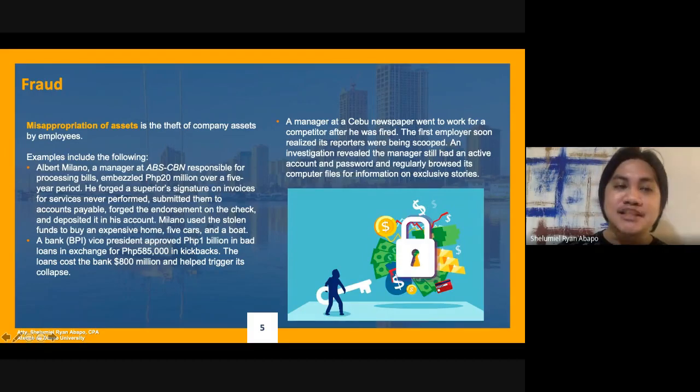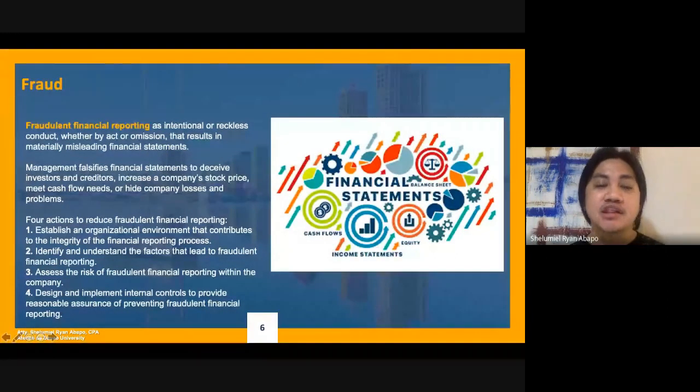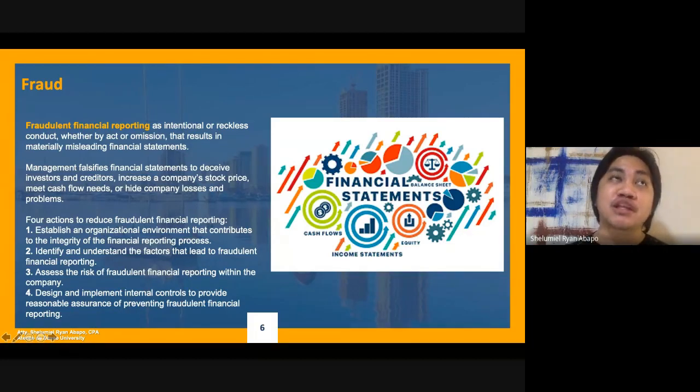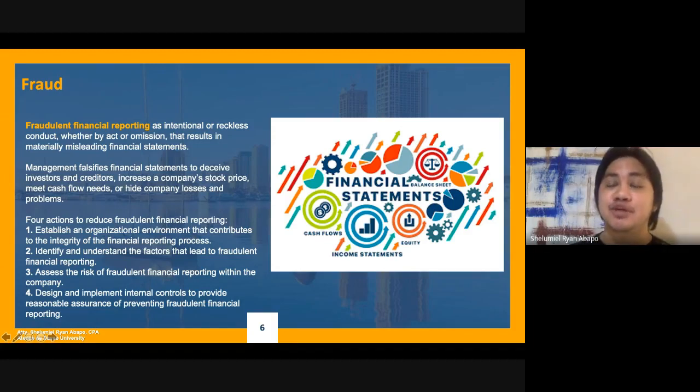All right? Now let's proceed to fraudulent financial reporting, which is an intentional or reckless conduct, whether by act or omission, that results in materially misleading financial statements. Take note, guys, that fraudulent financial reporting may not necessarily always be intentional. There could be reckless conduct as well, meaning inadvertence or negligence on the part of the accountant or the bookkeeper to actually report the balances correctly. And sometimes it may be negligence, but the resulting effect would be massive enough that would actually result in the collapse of the business.